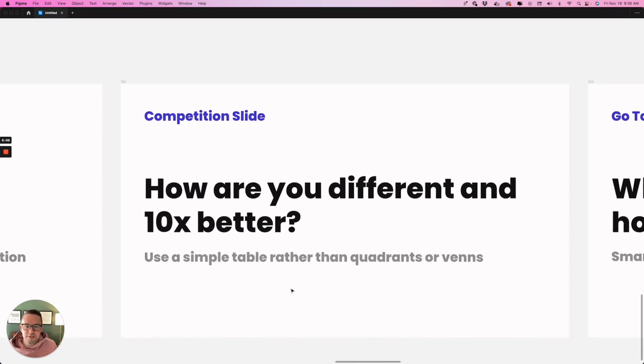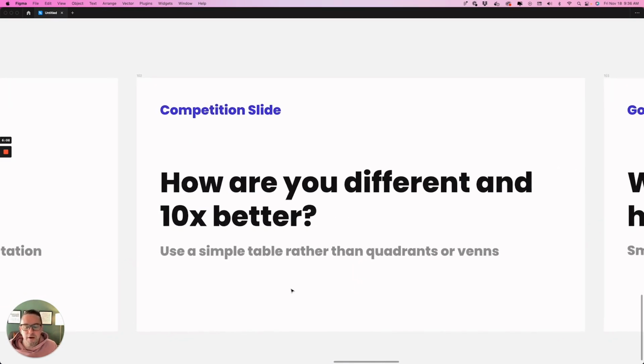Then we have the competition slide. How are you different and 10 times better? This is where you can use a table rather than quadrants. If you've ever seen people do these kind of 4 things over here, and then the logos are kind of interspersed in different places, and it's kind of hard to understand where they sit, rather than that, just use a simple pricing table. Just be like, look, we're going to compare ourselves across these columns. And that way then you can show, hey, we're much better across multiple different things rather than just 4 things, right? So that's the one thing that has to be clear, that you're not just a little bit better, you're not just a little bit of an improvement, you're a vast improvement.